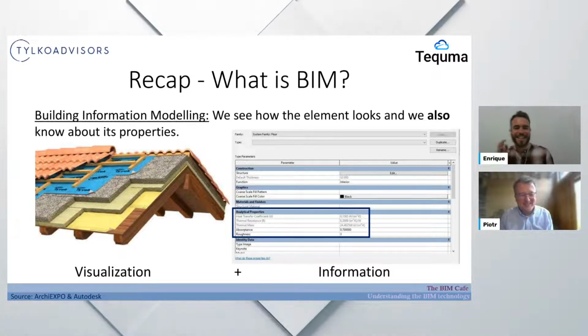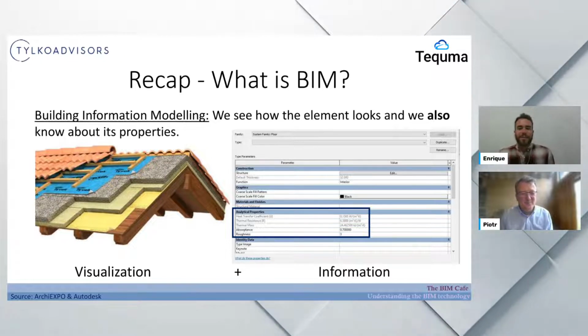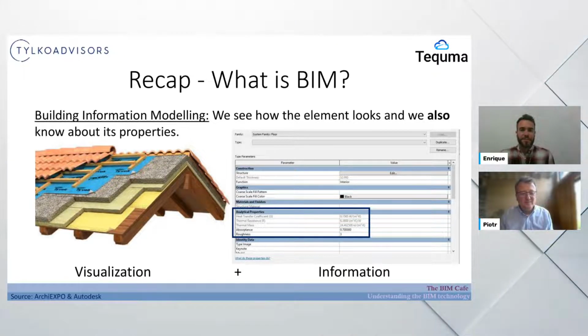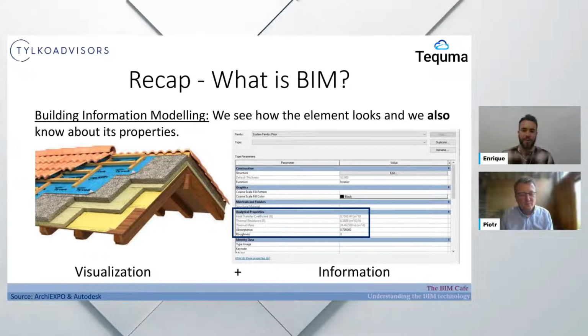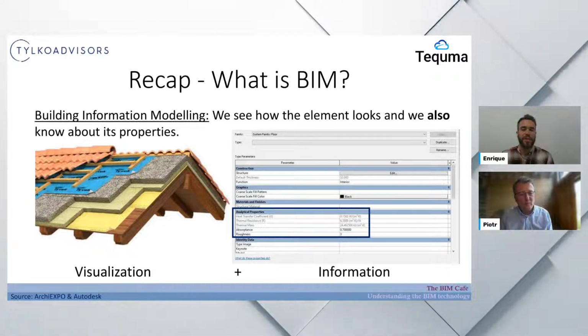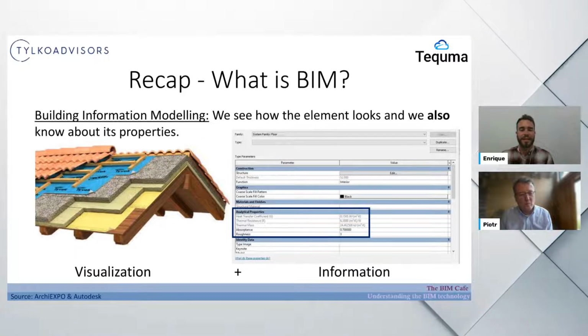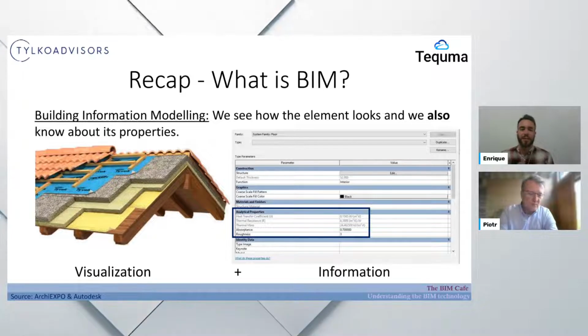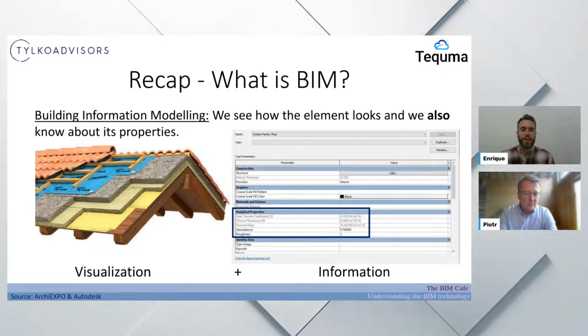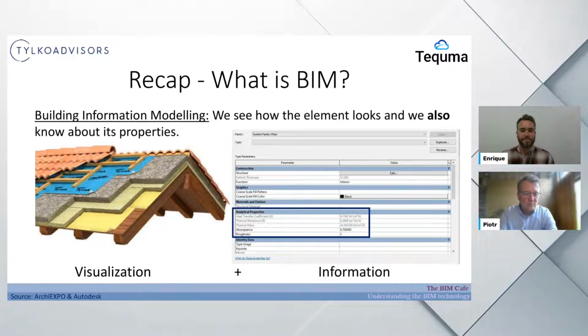As I said, just a quick recap of what we saw last time. What is BIM? Building Information Modeling. The concept I keep repeating is visualization and information all together. We see how the product, the model, the concept looks, and also the data inside. It's a combination of both elements in one unique file. So we are not managing visuals and technical data separately. We are talking about one unique global concept.